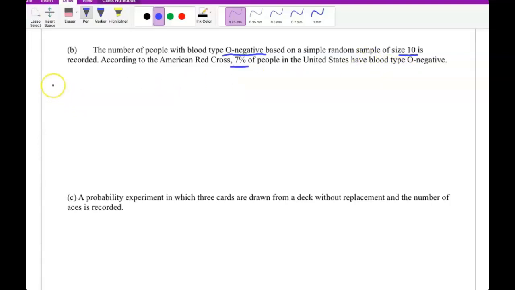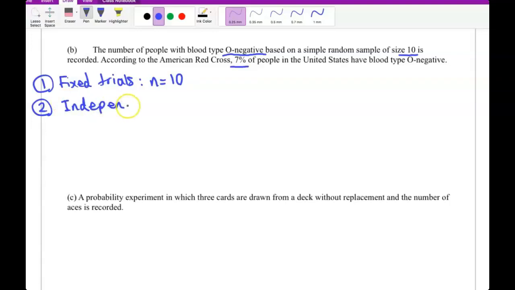Again, starting from the first step, do we have a fixed number of trials? Yes, because this is a random sample of size 10. So fixed number of trials. N is 10. Then step 2, here again on this part, we have independent.